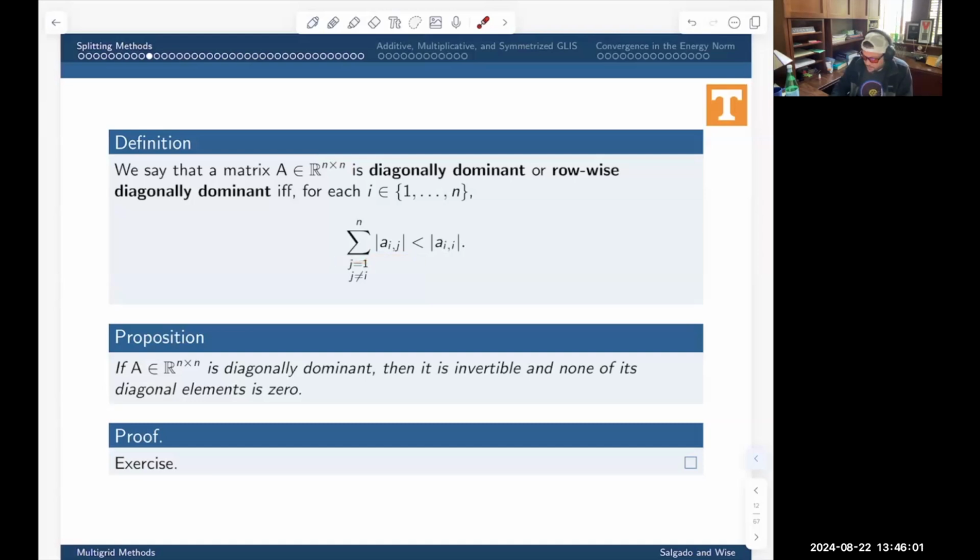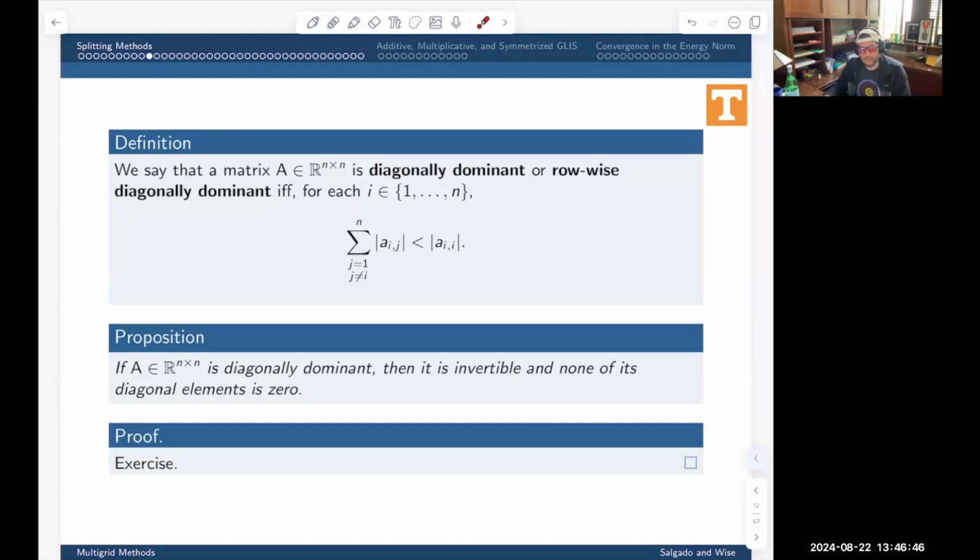and that number is going to be greater than or equal to 0. And it must be strictly less than the absolute value of the diagonal element. This is what we mean by diagonal dominance. Well, there are a couple of things that you can prove right away for diagonally dominant matrices. First of all, the diagonal elements must be numbers which are not equal to 0. None of the diagonal elements of a diagonally dominant matrix can be 0. The other thing you can show is that any diagonally dominant matrix must be invertible. So if A is diagonally dominant, then it's invertible, and none of its diagonal elements is 0.